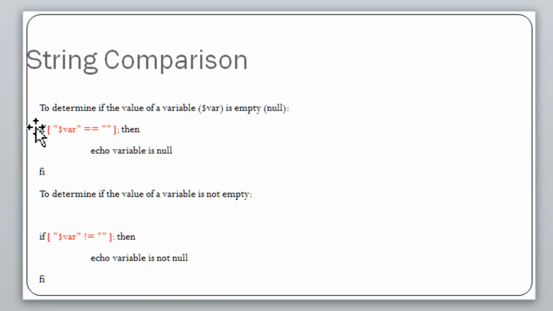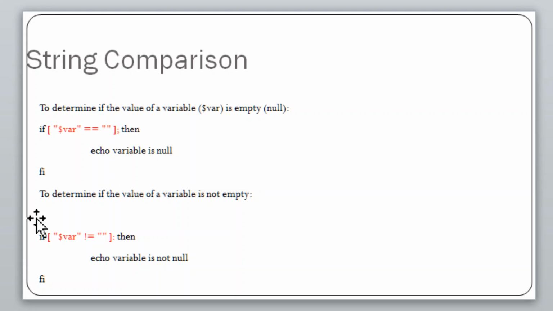So if you want to determine if the value of a variable, such as variable var, is empty, null, we can do an if-then statement. So we can do if, square bracket, and then we encapsulate the variable var in some quotation marks. We do a double equal sign, which means equals or is equal to, and then we do a blank literal string, so we do a quotation mark, space, quotation mark, then echo variable is null, fi, okay?